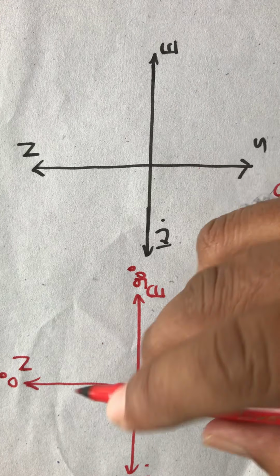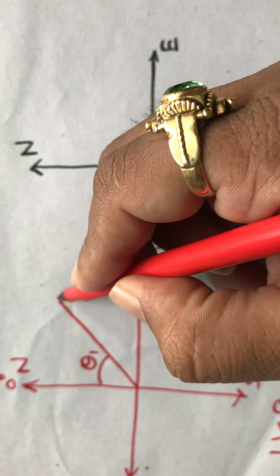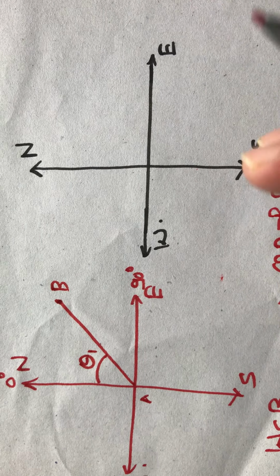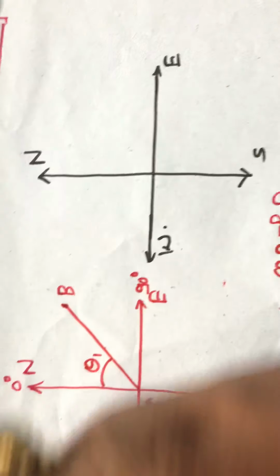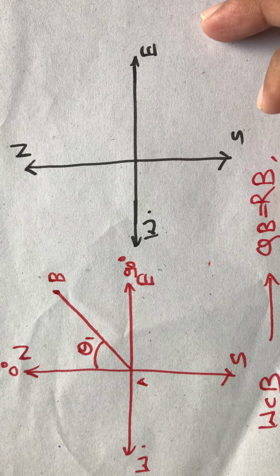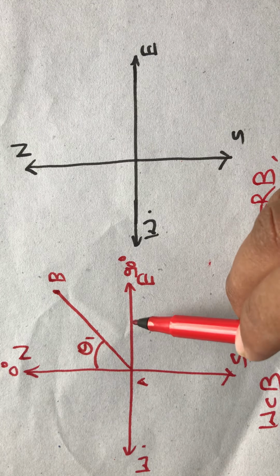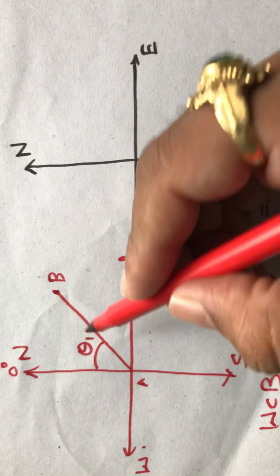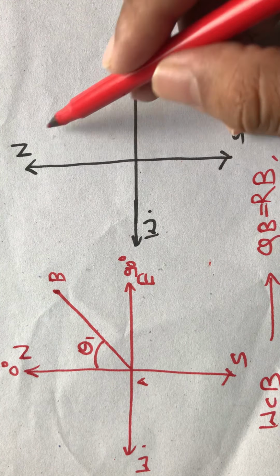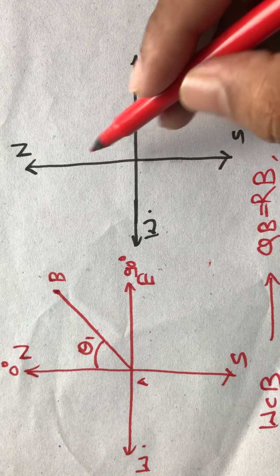Now when the angle is between 0 to 90 degree, it is in the first quadrant. That means for any line, suppose this is A and B, we have theta 1 between 0 and 90 degree. How to convert this theta 1 into quadrantal bearing? What is the definition of quadrantal bearing? The bearing which is measured from the north or south towards the east or west, anti-clockwise or clockwise, whichever is nearer.